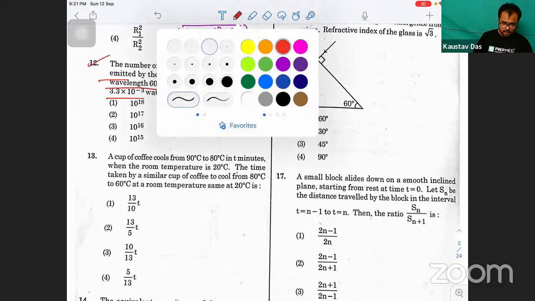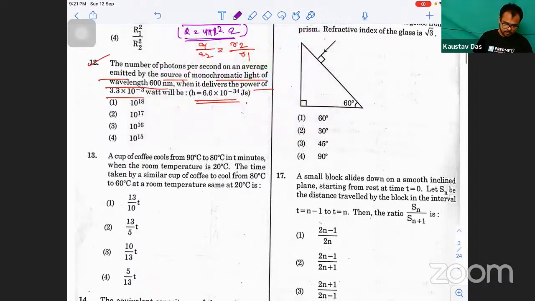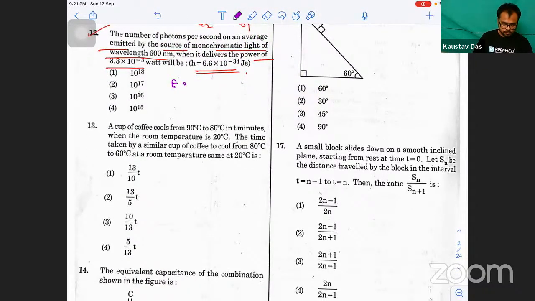If you have to place the value of Planck constant, you have to multiply with the speed of light, 3 into 10 to the power 8 meter per second, and then convert 600 nanometer to meter, which is going to take a long time. I hope that everybody has calculated the energy of 1 photon by the formula hc by lambda. The power is given, the total power per second, so this is going to be 3.3 into 10 to the power minus 3 joule.